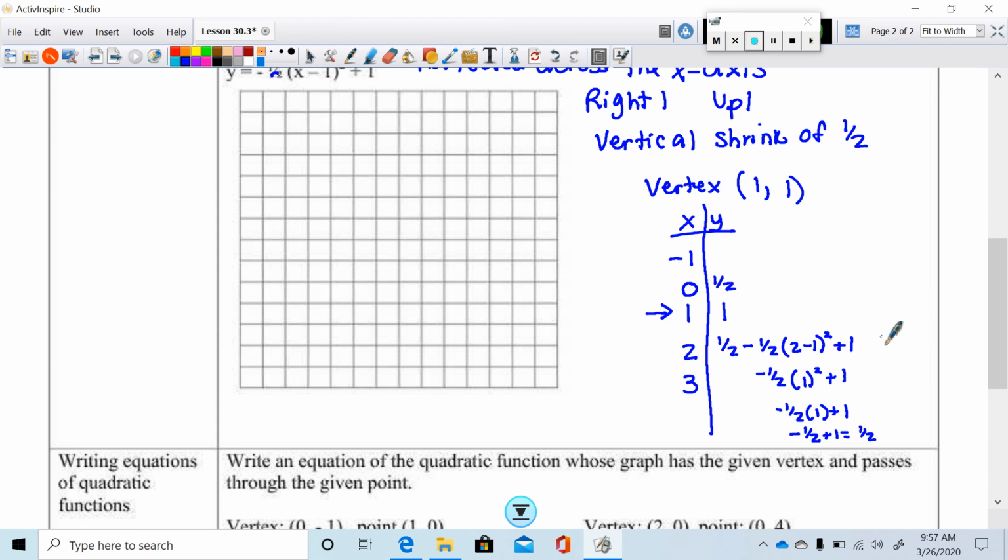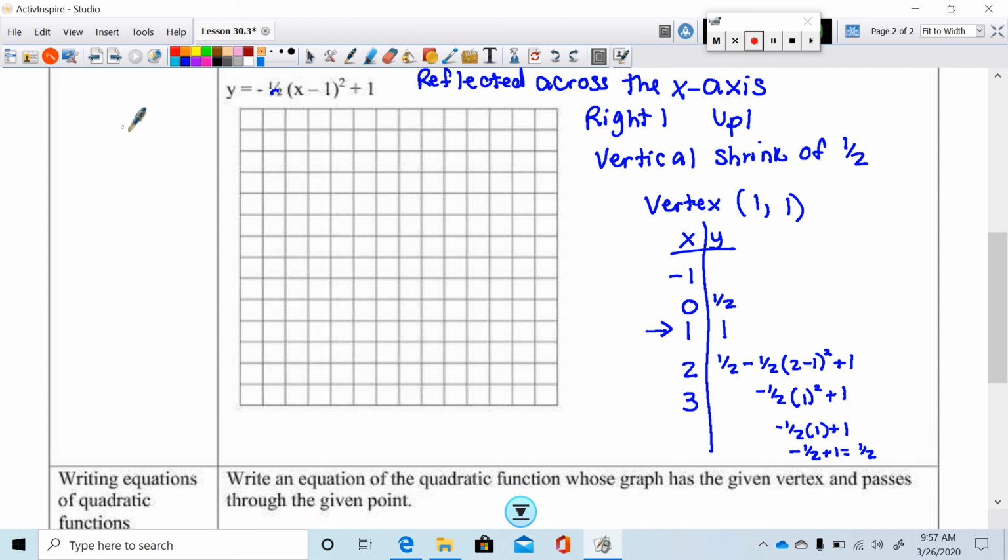Now I'm going to plug the 3 in. Substituting the 3, I'm going to come over here because I just ran out of room. Where's my equation? -1/2 times 3 minus 1 squared plus 1. So that's -1/2 times 2 squared plus 1. -1/2, 2 times 2 is 4 plus 1. Half of 4 is 2. That's -2 plus 1 equals -1. And if that's -1, the one above it is also -1. Okay, so those are the points I'm going to graph.